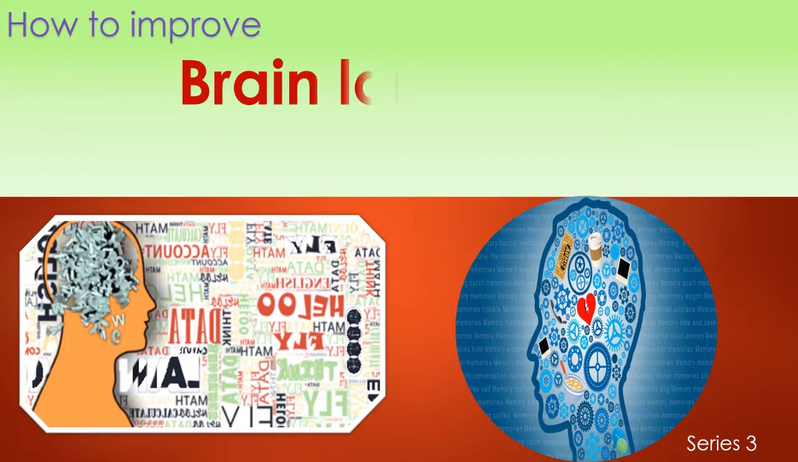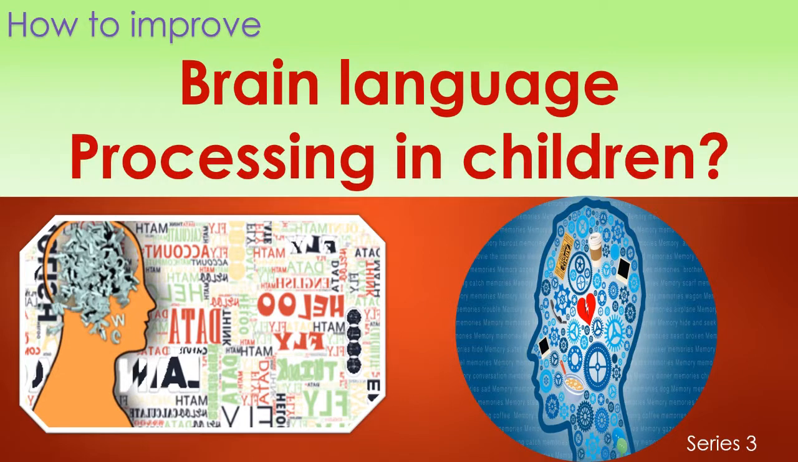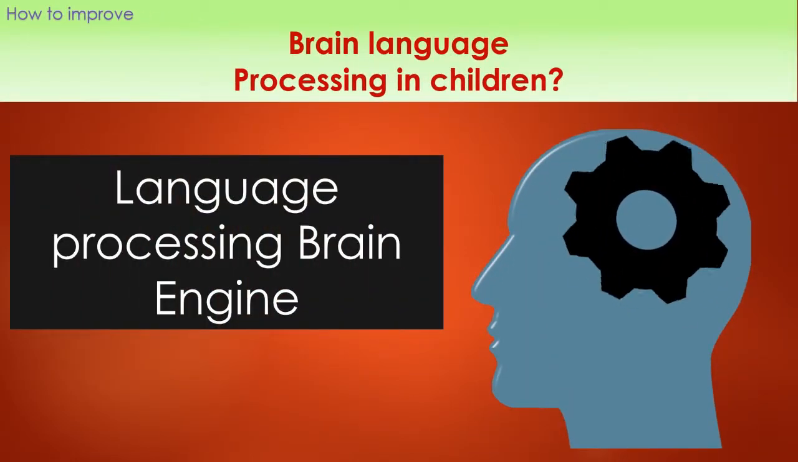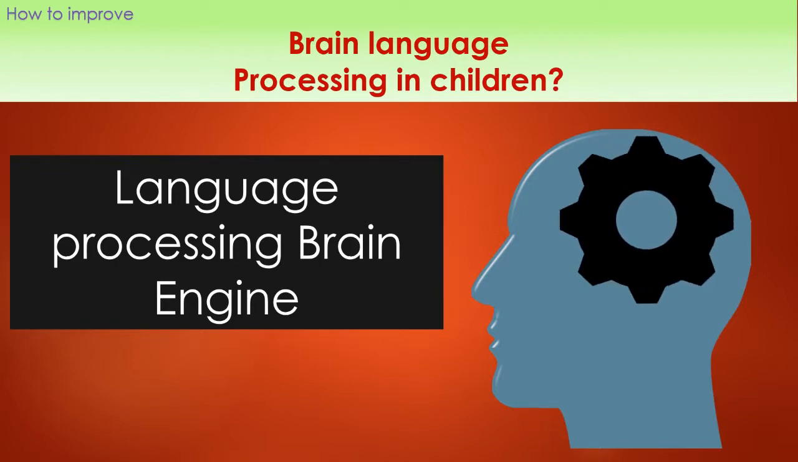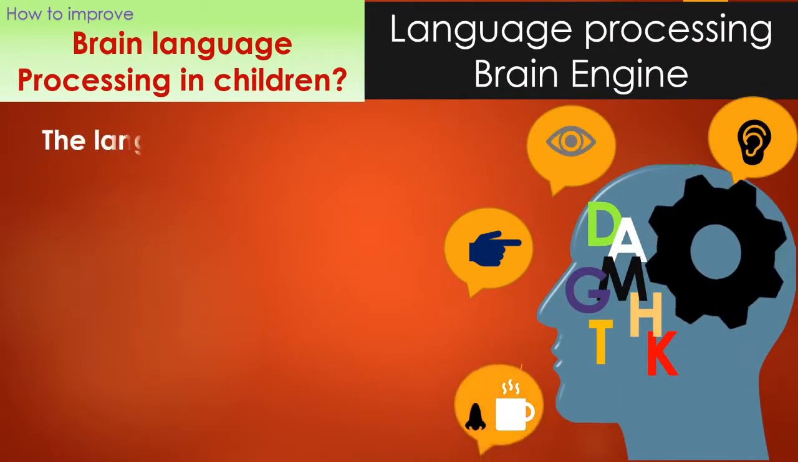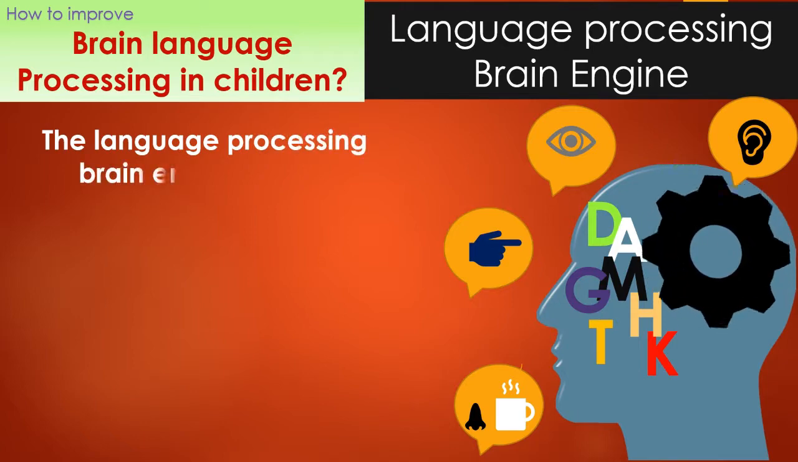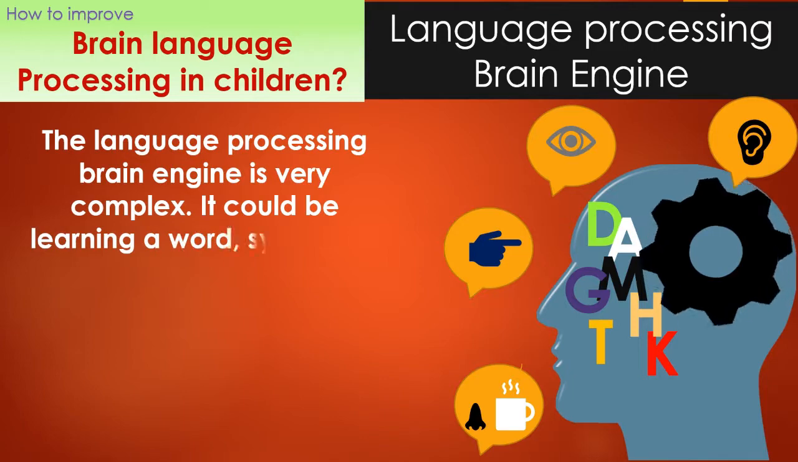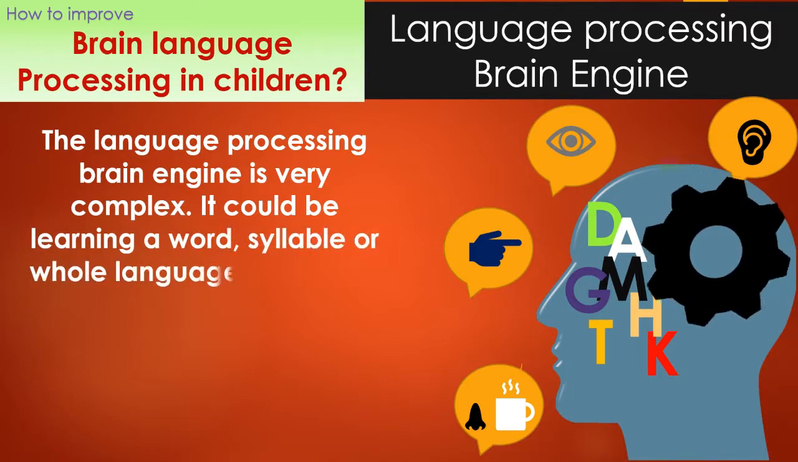How to improve brain language processing in children. Language processing brain engine. The language processing brain engine is very complex. It could be learning a word, syllable, or whole language.